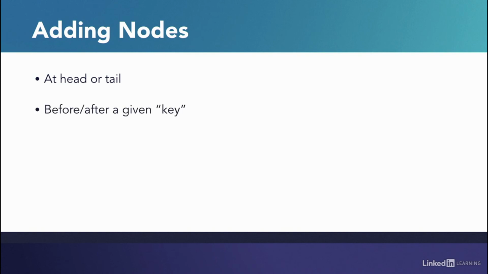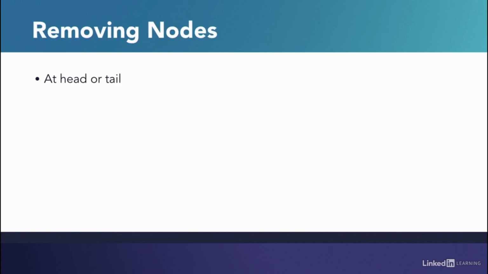We may also want to add a node just before or just after an existing node whose data item matches something we're looking for. This is called a key. Similarly, we'll need to be able to remove a node from the beginning or the end, and we'll probably want the ability to remove a node that appears just before or just after a node that contains a key.